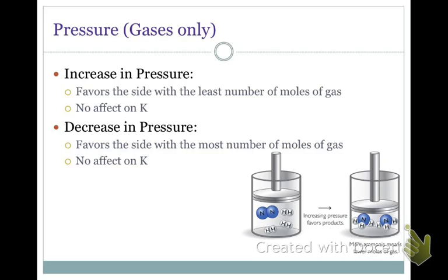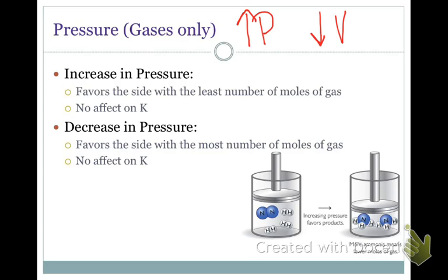So for pressure, this is of course for gases only. If you have liquids, solids, or aqueous solutions, pressure is not affected by this. So if you increase the pressure, it favors the side with the least number of moles of gases, and there's no effect on K. So if you decrease the pressure, you favor the side with the most number of moles of gases. And the reason for this is that pressure and volume are inversely proportional to one another. So if you increase the pressure, the volume goes down, so you have less space.